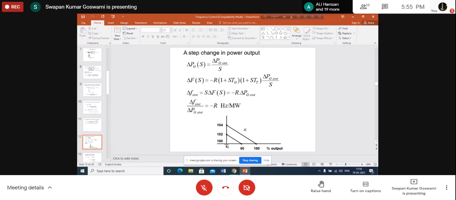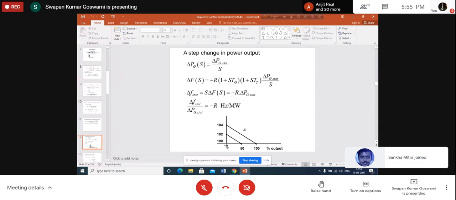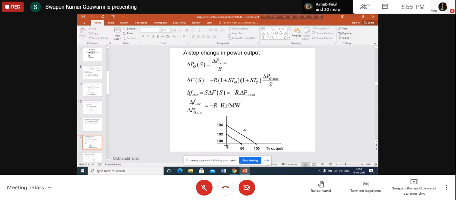Yes, sir. Change in frequency means change in speed, but how will a synchronous generator rotate less or more than the synchronous speed? You are saying the frequency changes. That means speed also. Sir, here you said delta F, the final frequency change, so the speed will also change, that means the frequency change happens separately because the speed changes.